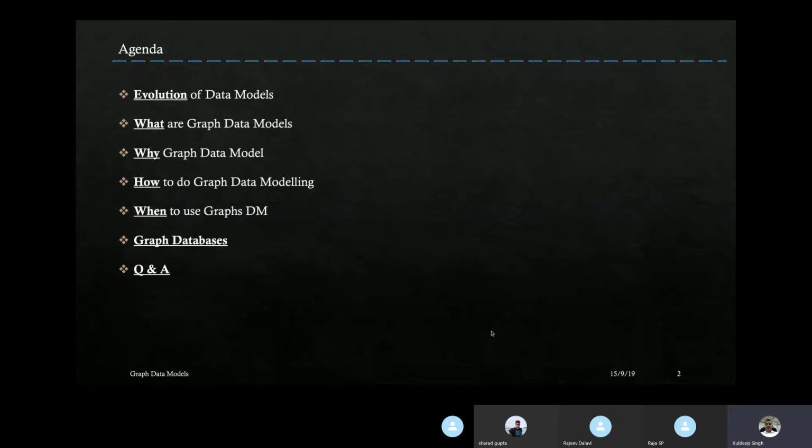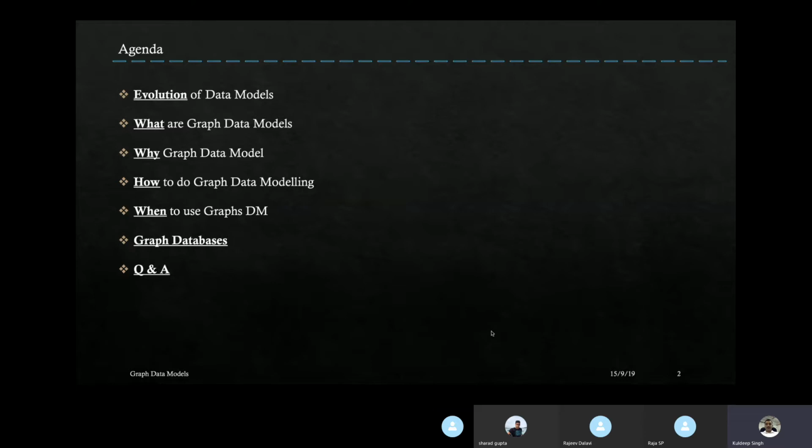At the very first, I will be discussing a small evolution of data models, from where it started and from where it is now, through the years, through the decades, I would say. And then we can move on to actually understanding what graph data models actually are. After that, we will be looking at why there is a need for a graph data model and why should we use it actually.